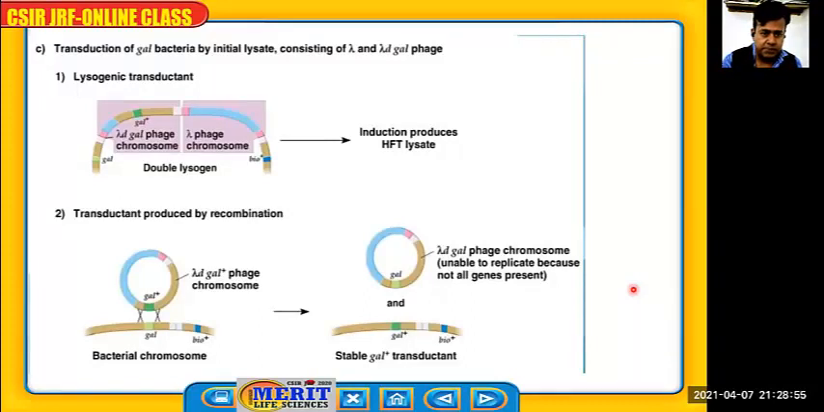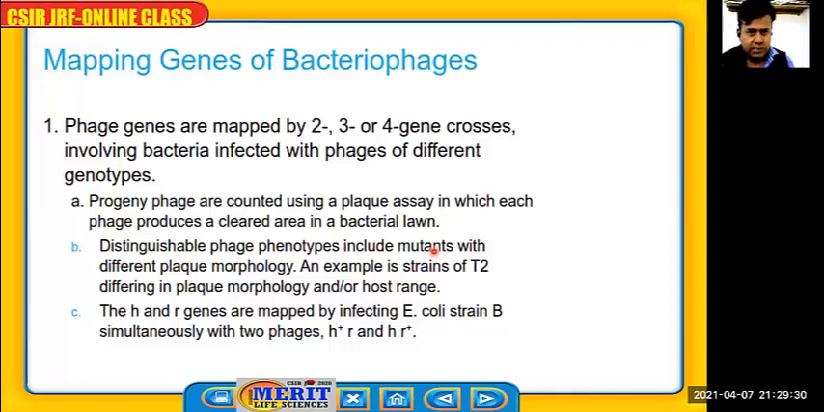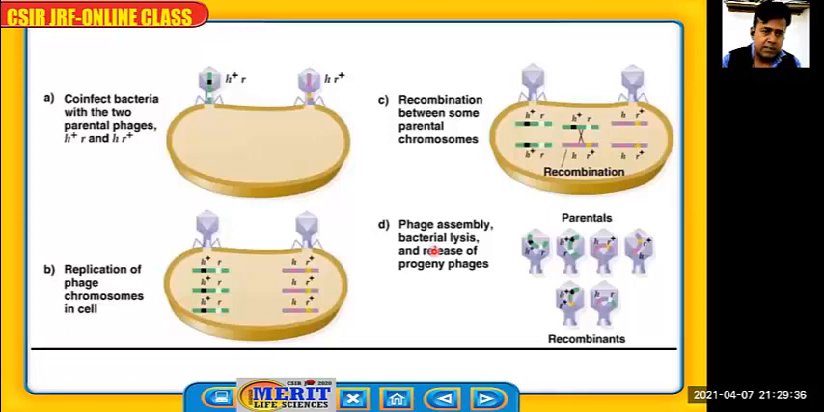For example, here you can see the lambda gal plus phage chromosome is combining with the normal bacterial chromosome. Then what is happening? You can see the resultant lambda gal phage chromosome is unable to replicate because not all genes are present. But in another way, in the bacteria you can see a stable gal plus transductant, right? So this may be a different condition: transduction of gal minus bacteria by an initial lysate consisting of lambda and lambda gal. These may be different conditions that can be asked. If they are asking about the mapping of the gene, that will be a very simple question, but you have to identify what the condition is.